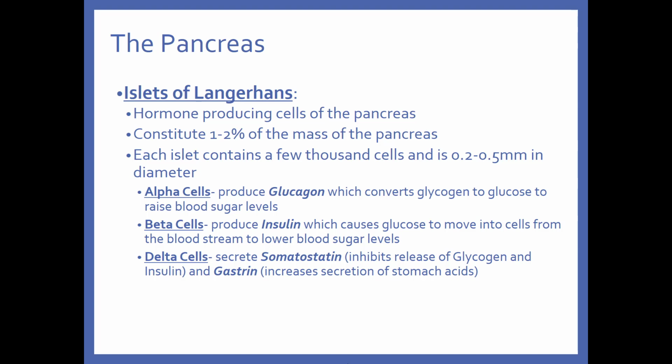Delta cells secrete somatostatin, and it does a couple of different things. It inhibits release of glucagon and insulin, as well as gastrin, which increases secretion of stomach acids. Whenever we're talking about the disease of diabetes, mainly we're talking about these beta cells that produce insulin and the effect that it has on the cells.